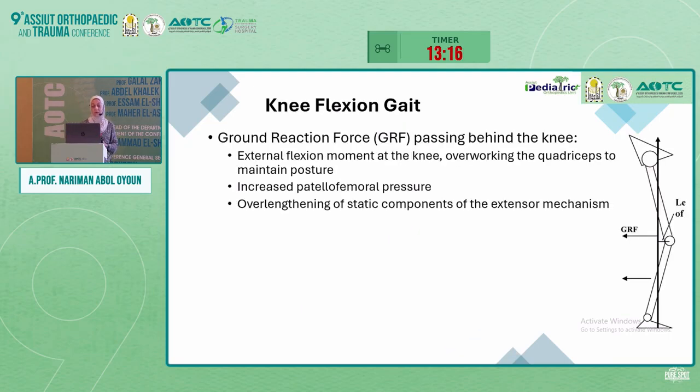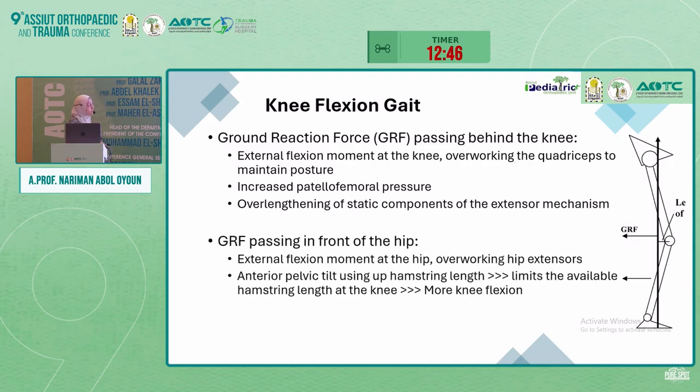Ground reaction force passes behind the knee, as we said, which gives flexion moments on the knee and increases the patellofemoral pressure in the front because it demands stronger contraction of the quadriceps muscles to keep the upright position. If the muscle wouldn't contract enough, the patient would fall into more flexion. So more work of the quadriceps muscle gives more pressure at the patellofemoral joint. It also gives more external flexion moments at the hip joint, which causes anterior pelvic tilt, which limits the available hamstring length at the knee, which causes knee flexion deformity, okay?